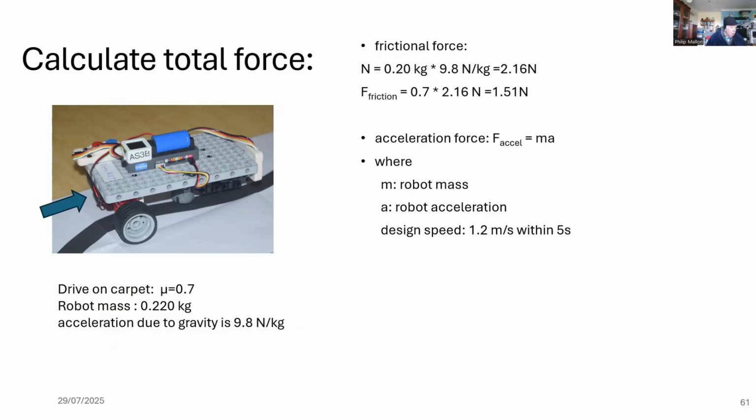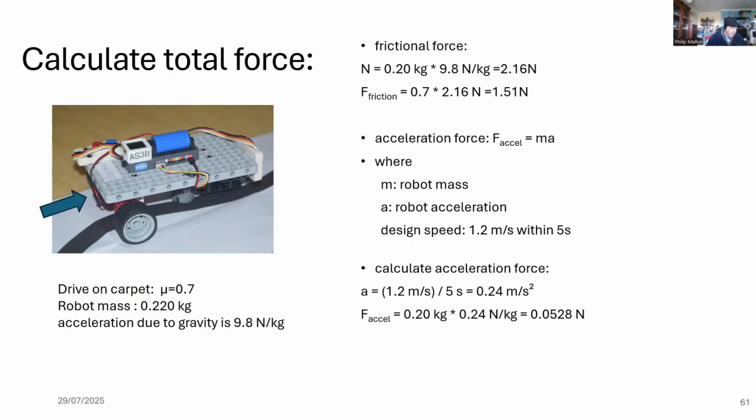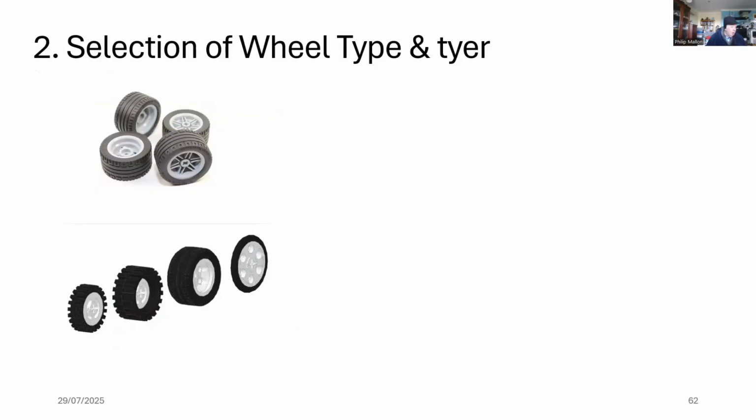And now we're going to look at the acceleration when we move our robot. We're assuming we'll start off at 0 speed, and we want a design speed of 1.2 meters a second within 5 seconds. The calculation of that ends up with MA of 0.0528 newtons. And that contributes with our friction to give us the total force of 1.562 newtons.